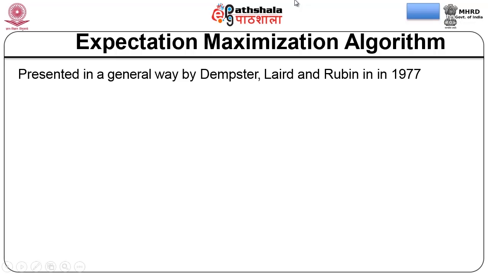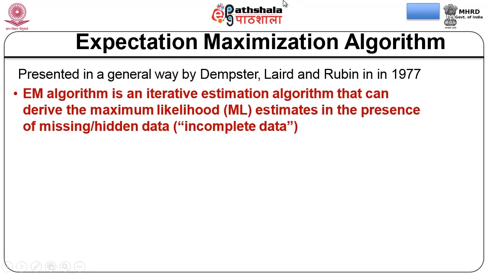It was presented in a general way as a concept by Dempster, Laird and Rubin in the year 1977, and it is the EM algorithm as it is popularly called. It is an iterative estimation algorithm that can derive the maximum likelihood estimates in the presence of missing or hidden data. This is the important part of the whole issue: the presence of missing or hidden data. With the incomplete data itself, we are able to find maximum likelihood estimates.